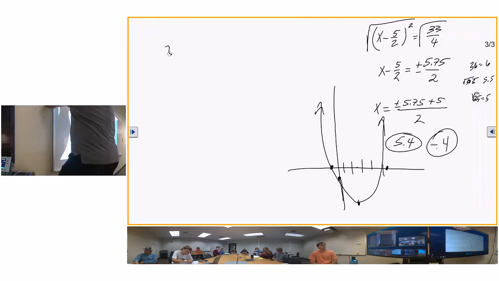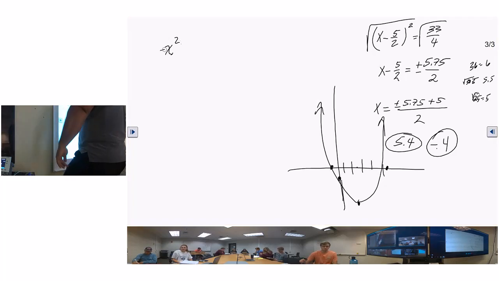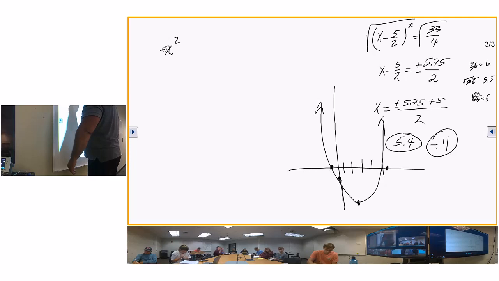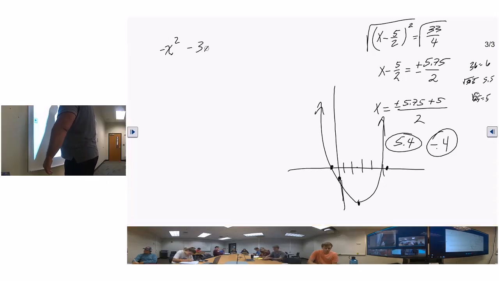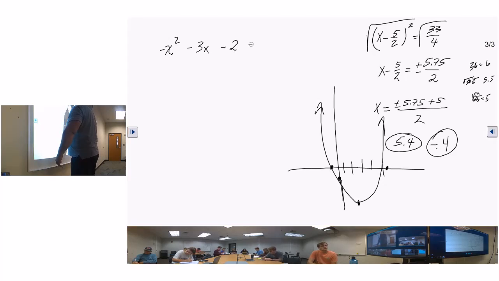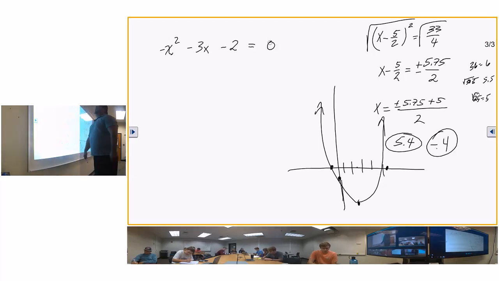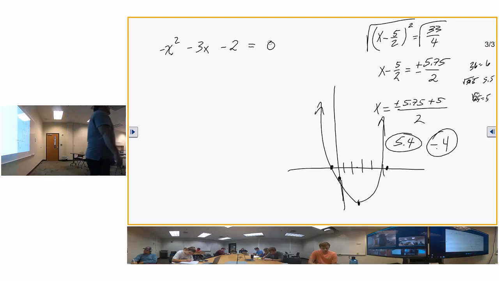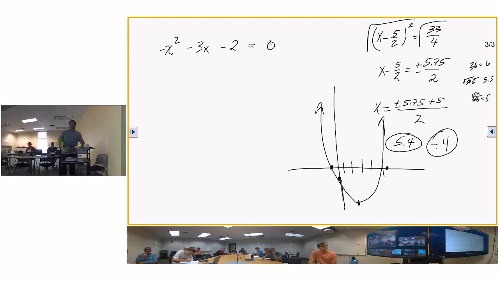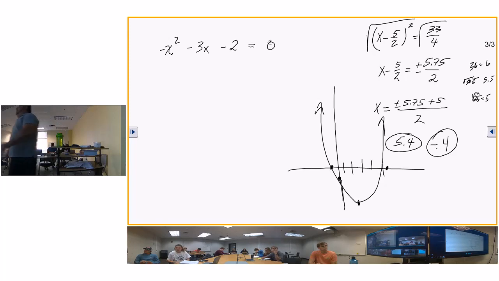X squared, negative x squared. Let's throw a negative in there. Negative x squared minus 3x minus 2 is equal to 0. Now, you remember me telling you that when we get to level 5, we have to change our method? You remember me telling you that the other day? Okay, well, highlight that negative in front.